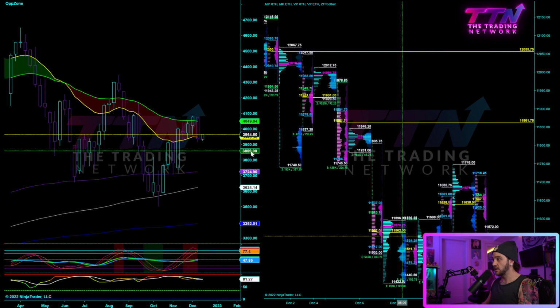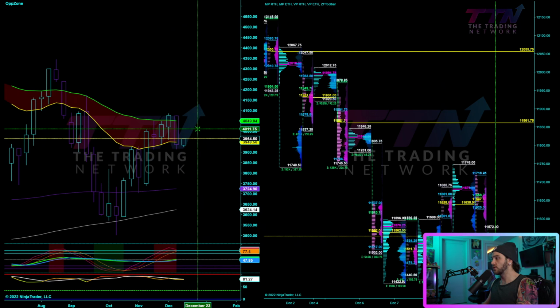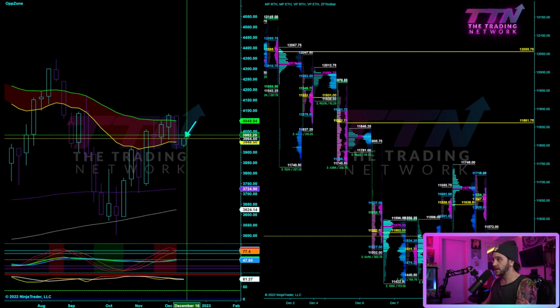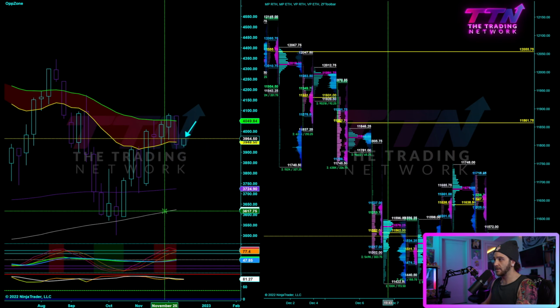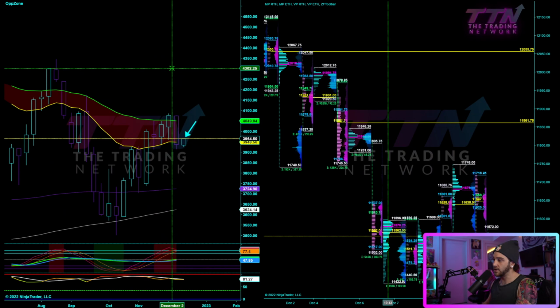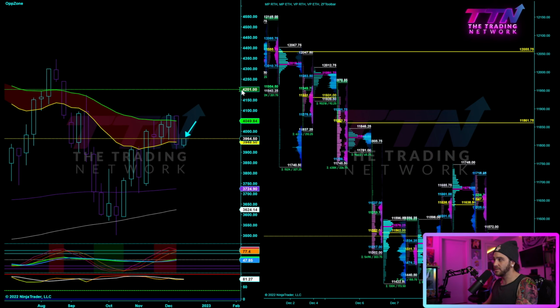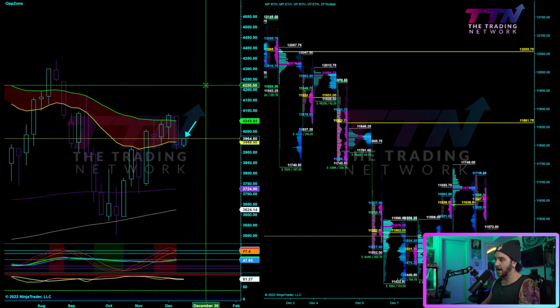So we will see here what happens, whether or not we can close a strong weekly above this candle right here, as that would negate this lower high, and that would actually confirm a higher low. So it's going to be very interesting. We're likely going to have a lot of volatility because we have a lot of high impact news events coming up this week. So keep an eye out for that.